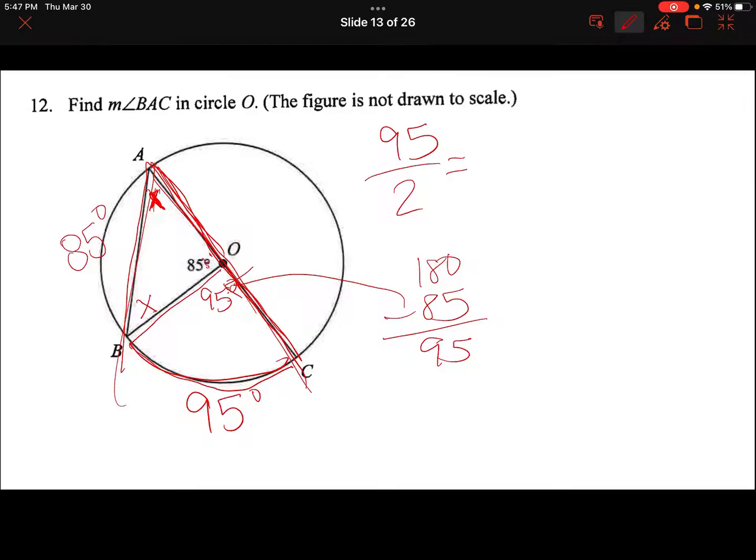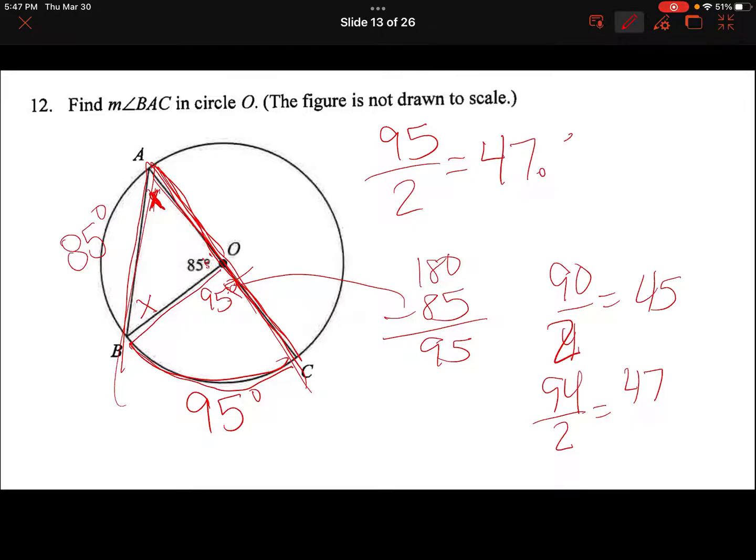Okay? All right. 90 divided by 2 is 45, right? 94 divided by 2 would give us 47. So 95 divided by 2 is going to give us 47.5. And I'm sure you all just punch that into your calculator. But please don't be afraid to work on a little number sense and mental math, particularly for those of you that want to improve your ACT score. That is the way to do that.